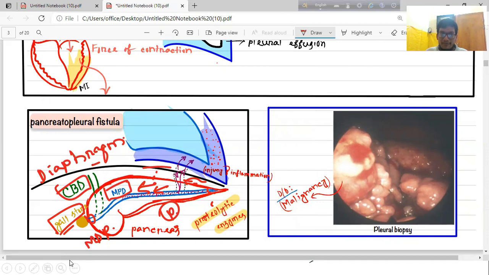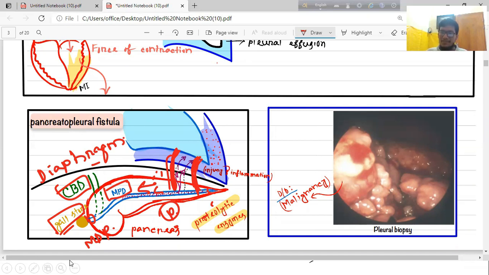Then they will destroy the diaphragm, then they will destroy the pleural cavity, then ultimately they will form a fistula. That means there will be formation of a fistula between the main pancreatic duct and the pleural cavity. Look at this tunnel. This is the fistula, because this pancreatic enzyme continuously damages the supportive structure, and it will form a tunnel. So the pancreatic enzyme now takes its place in the pleural cavity.